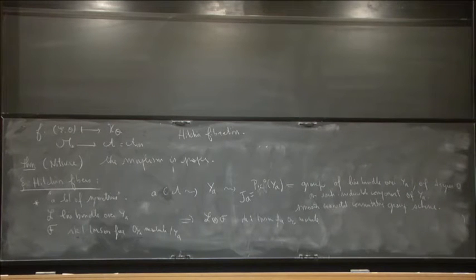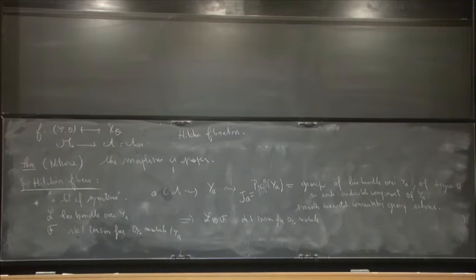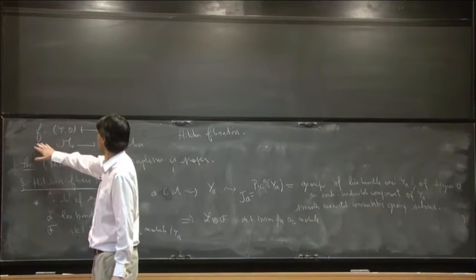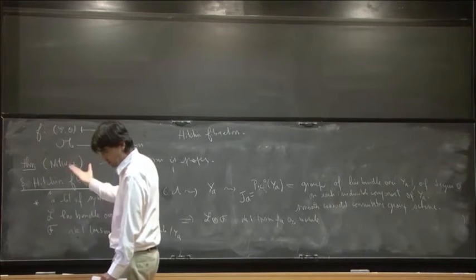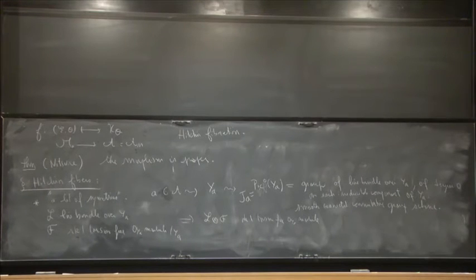But this will fail outside the smooth locus. And so we see that in this case also, the group JA is an abelian variety. And so the Hitchin fiber is identified with an abelian variety. And over the smooth locus, the Hitchin fibration is a torsor over an abelian scheme. Okay.